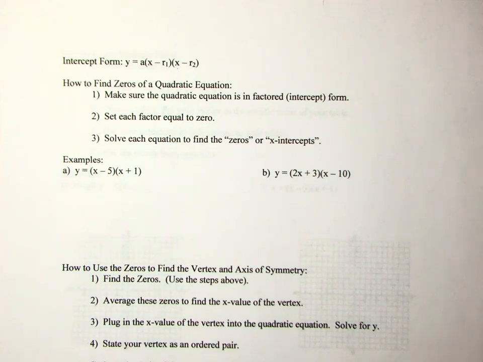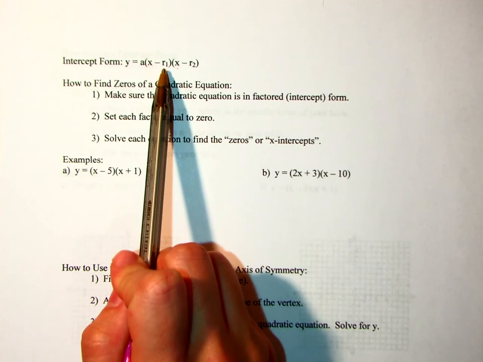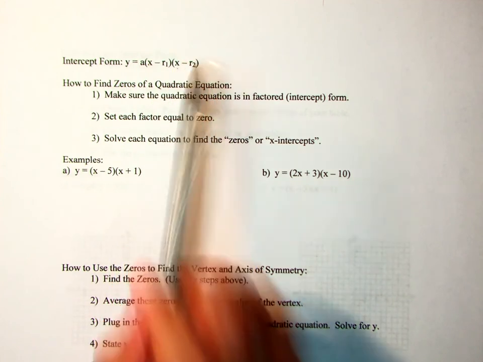So you're going to be learning how to work with graphing equations in intercept form. Intercept form is a fancy way to talk about factored form. You guys have learned how to factor polynomials, so we're working with the factors in this. So you'll see the basic equation y equals a times x minus the first root, and then that's multiplied times x minus the second root.